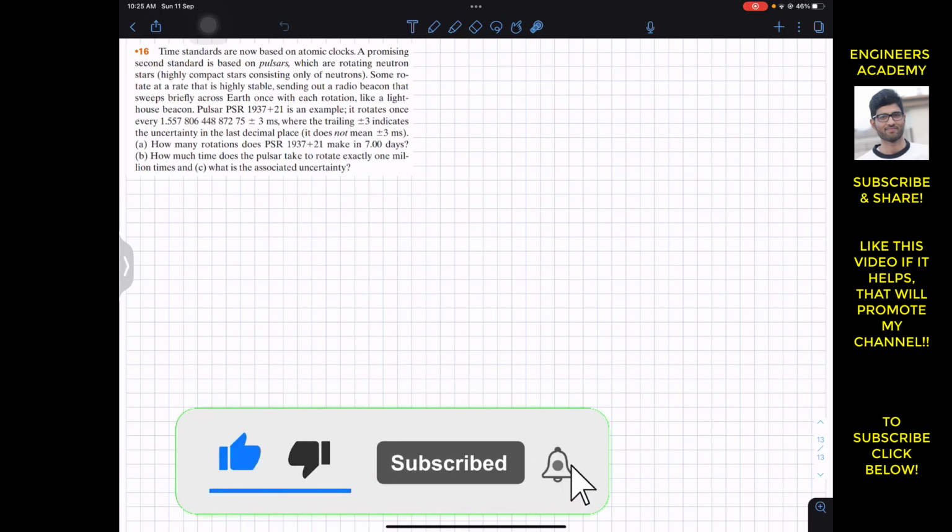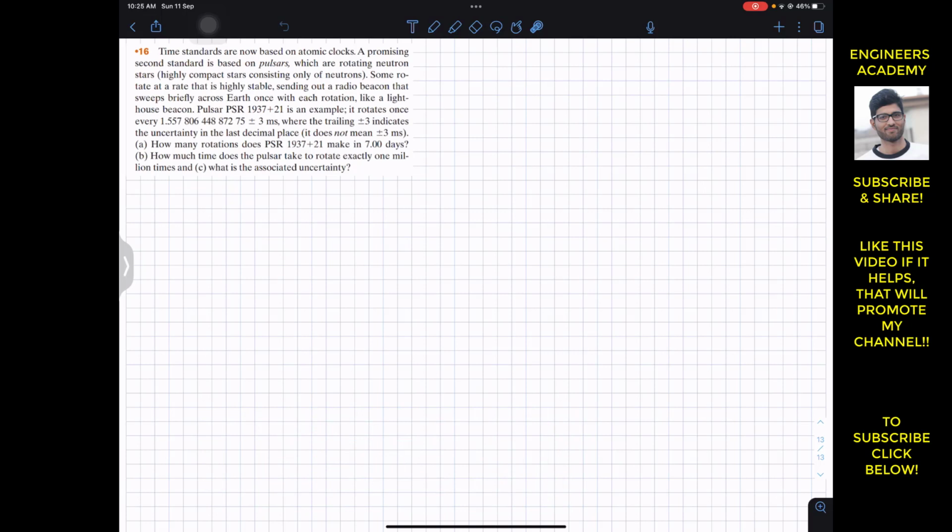Now we are going to solve problem 16 from chapter 1 of Fundamentals of Physics by Resnick and Halliday. The problem says that the time standards are based on atomic clocks. A promising second standard is based on pulsars, which are rotating neutron stars, highly compact stars consisting only of neutrons. Some rotate at a rate that is highly stable, sending out a radio beacon that sweeps briefly across Earth once with each rotation, like a lighthouse beacon.